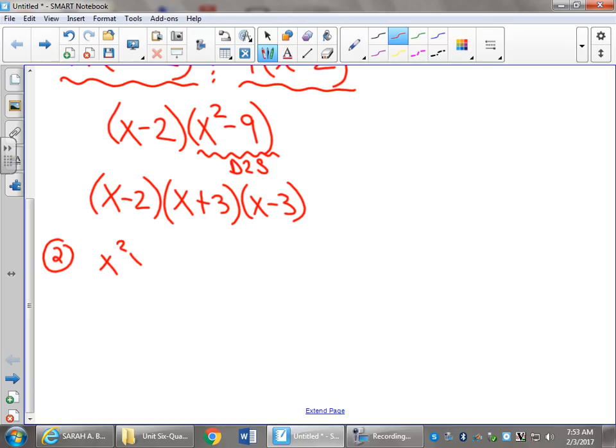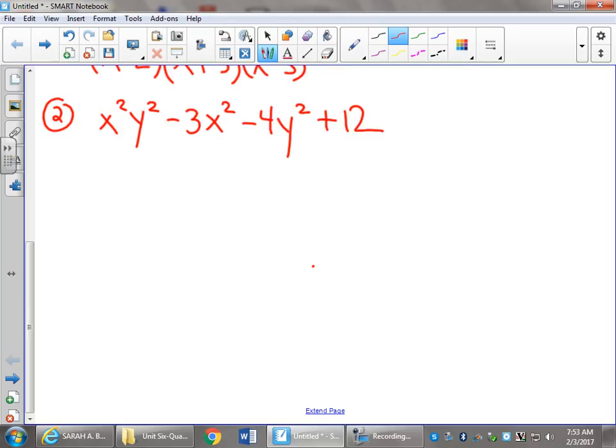So x squared y squared minus 3x squared minus 4y squared plus 12. Even though it has x's and y's in it, we can still go through and do this process. So I'm going to go ahead and split it in half and factor out our GCF on each side. On the left side, we're going to factor out an x squared, leaving us with y squared minus 3. On the right side, a negative 4, leaving us with y squared minus 3.